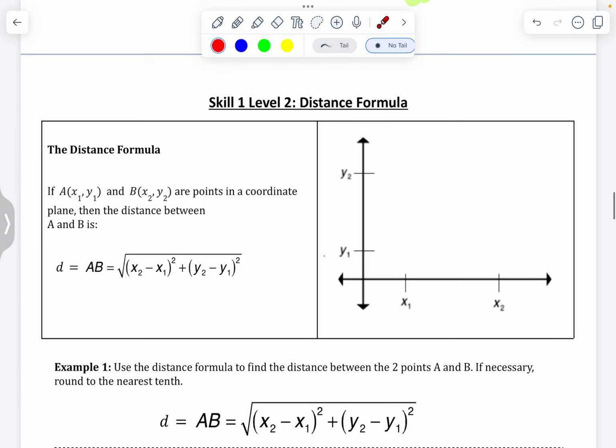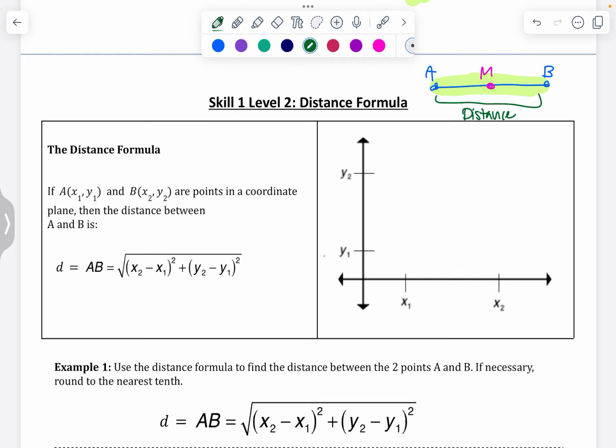All right, here's the next learning day. We're going to talk about what's called the distance formula. We already talked about the midpoint formula. If we had points A and B, we were finding literally the middle of the segment. Today we're going to talk about the whole entire segment. We're going to find the distance of the whole entire thing.